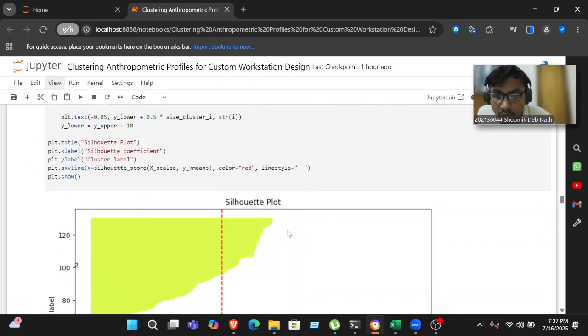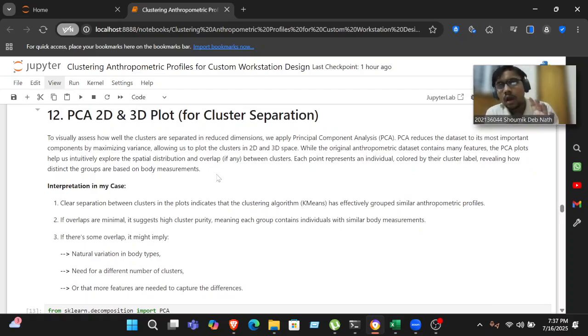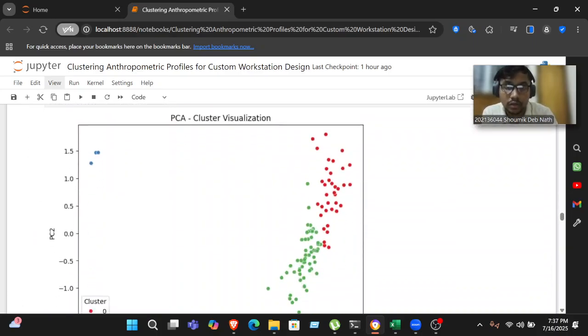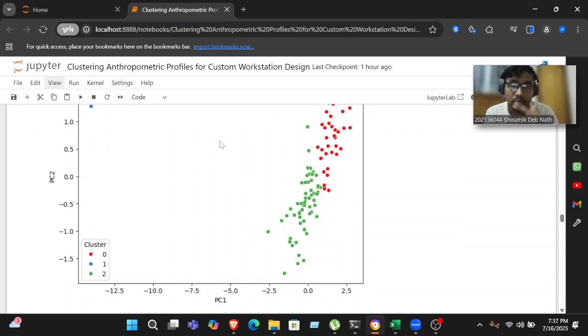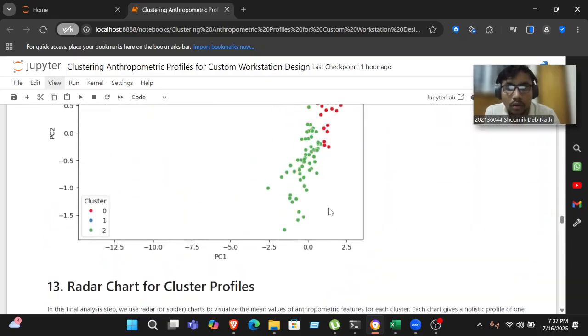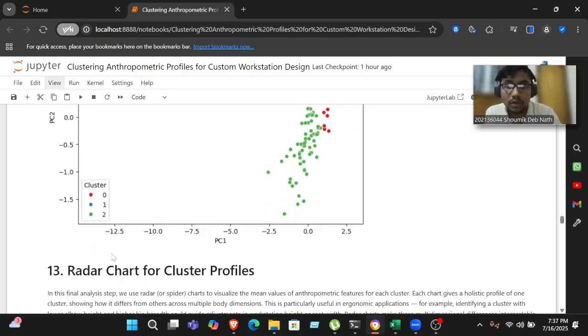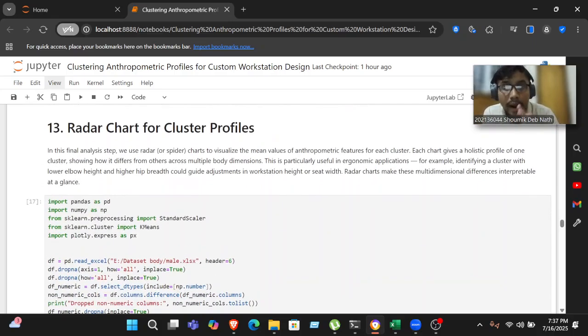So moving on, I'm going to talk about the PCA 2D and 3D plot. Not necessarily a 3D plot here, but I have managed to do the 2D plot. I have previously talked about what the clusters mean, and what each and every cluster defines: cluster 0, cluster 1, cluster 2, and so on. So I'm going to skip this. Finally, I'm going to talk about the radar chart for cluster profiles.